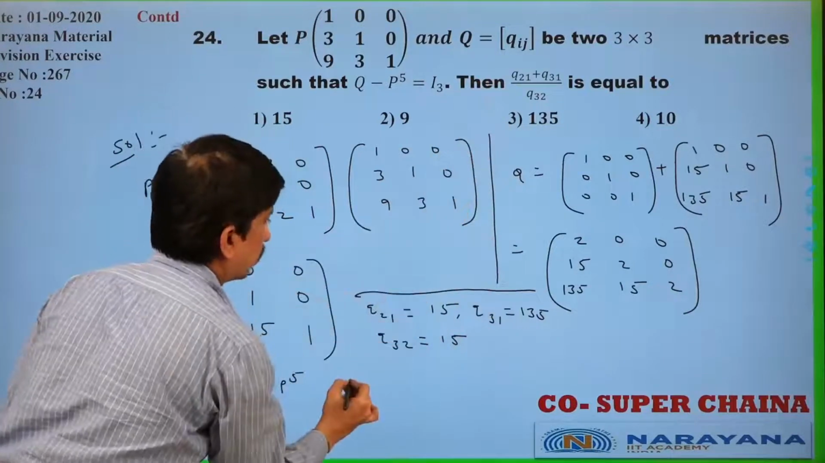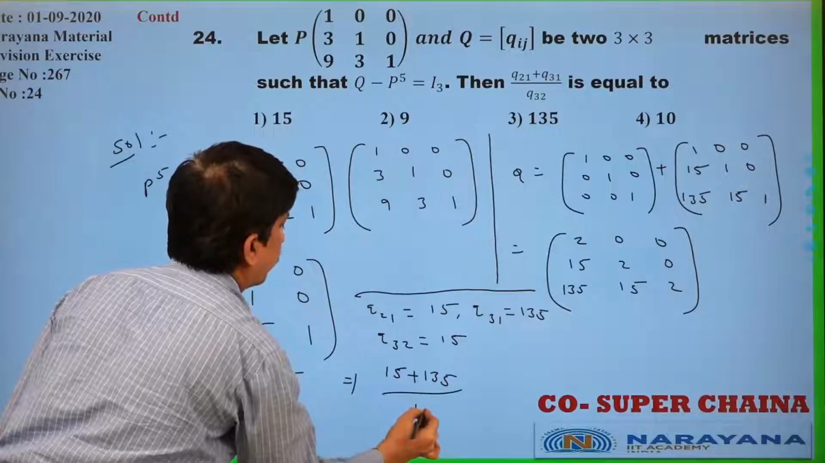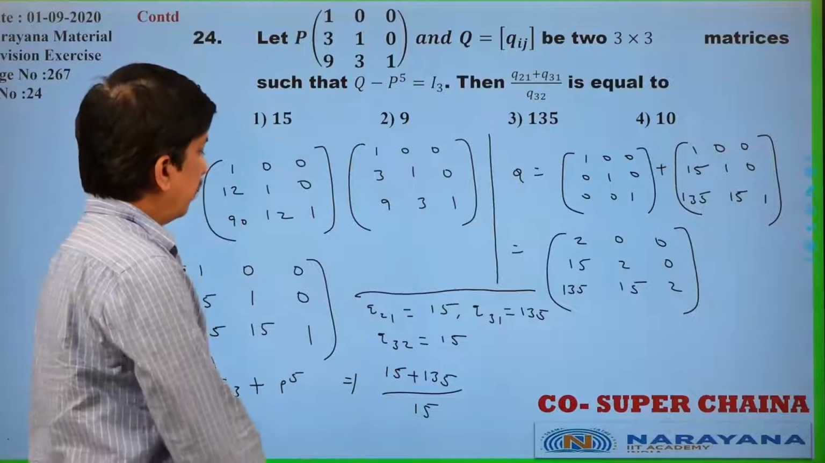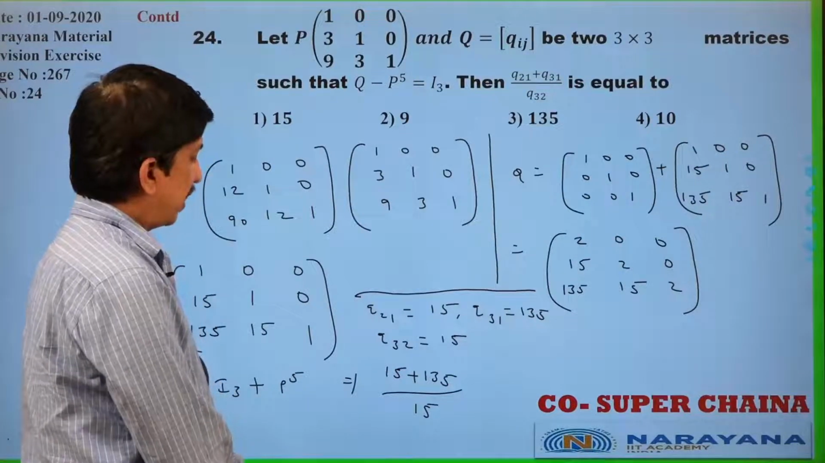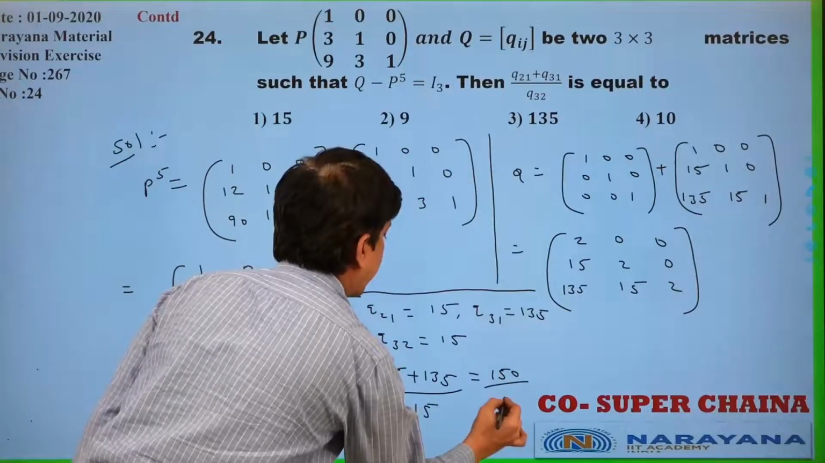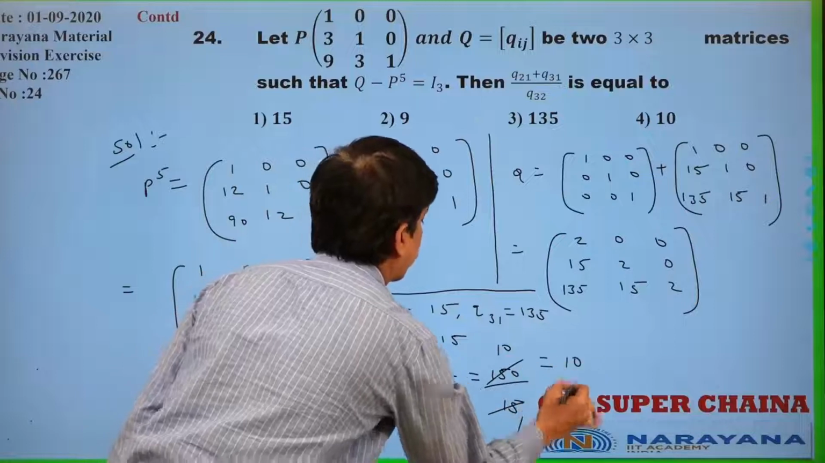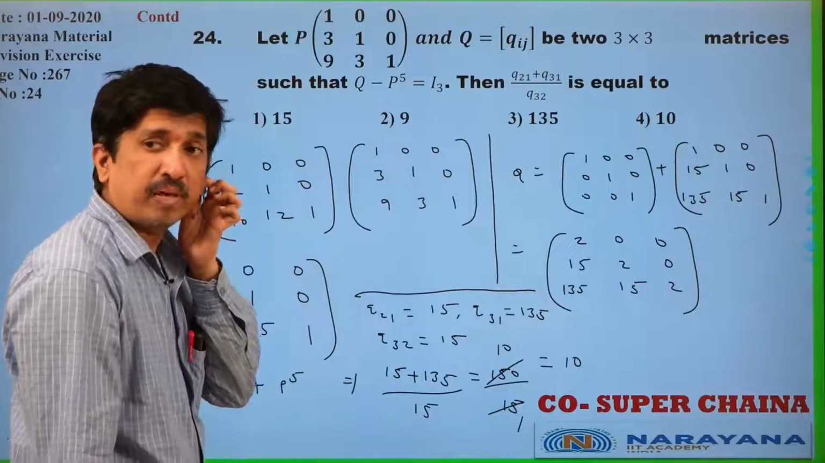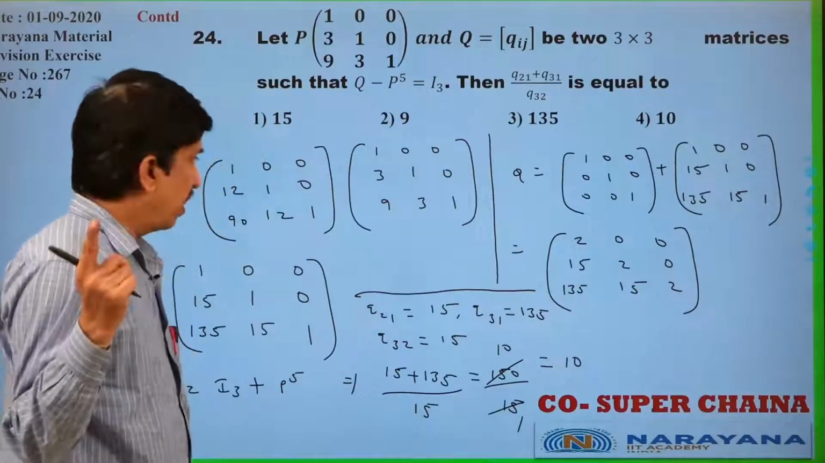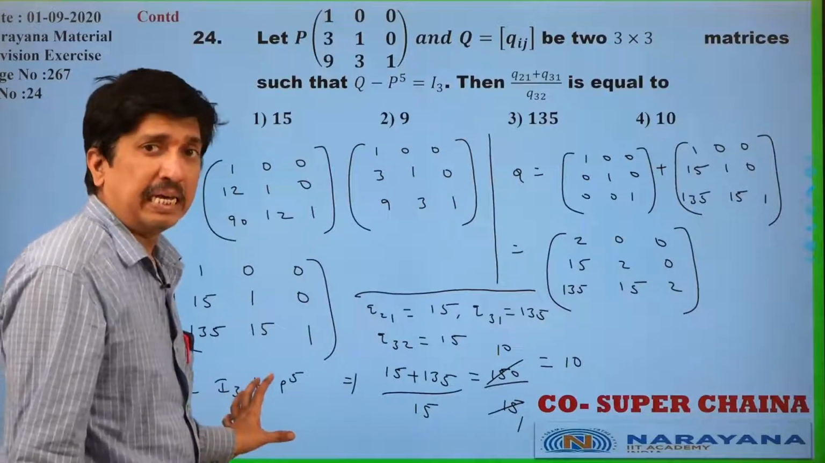Now summation, once you check. 15 plus 135 by 15. You see this one. 15 plus 135, 150 by 15. How much you will get once you observe that one? 15 into 10 is 150 only. 10 is the answer. Just you remember that after finding P power 5, you cannot pick up directly.